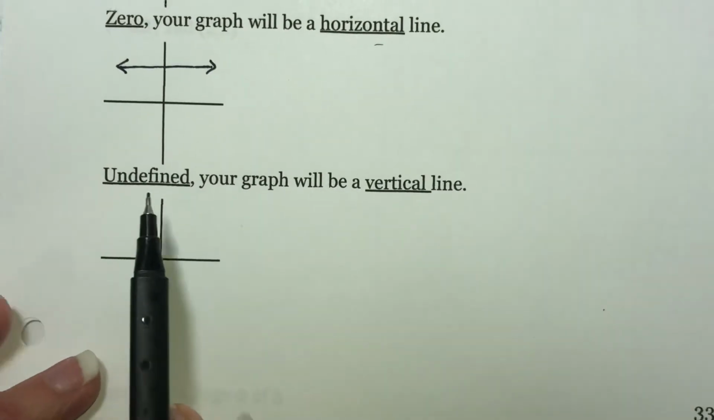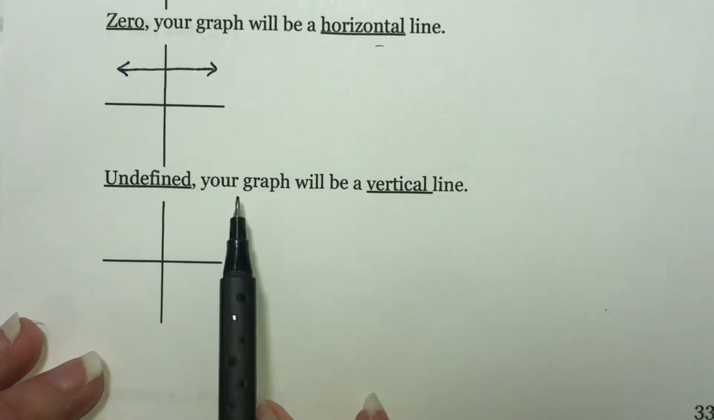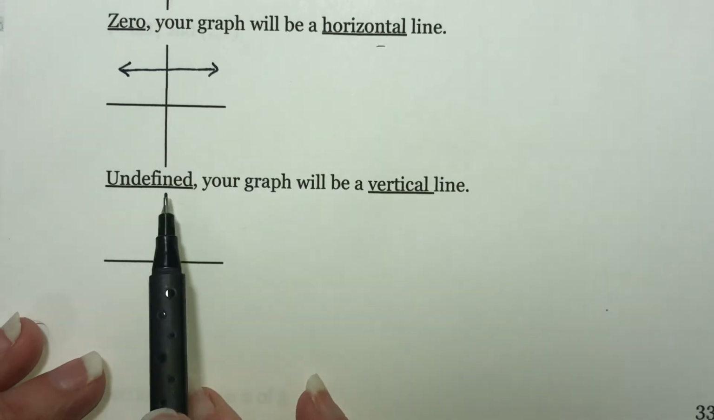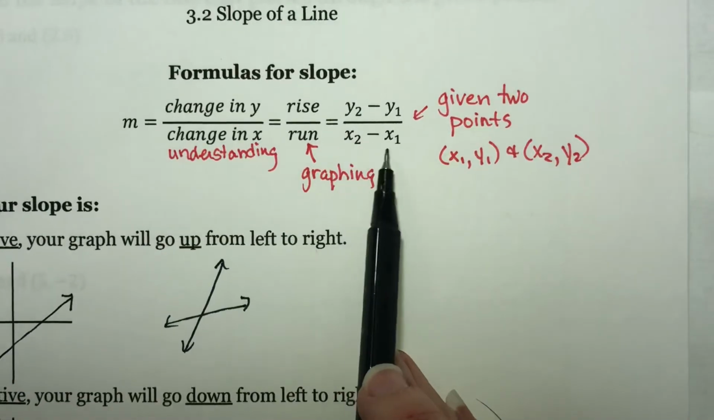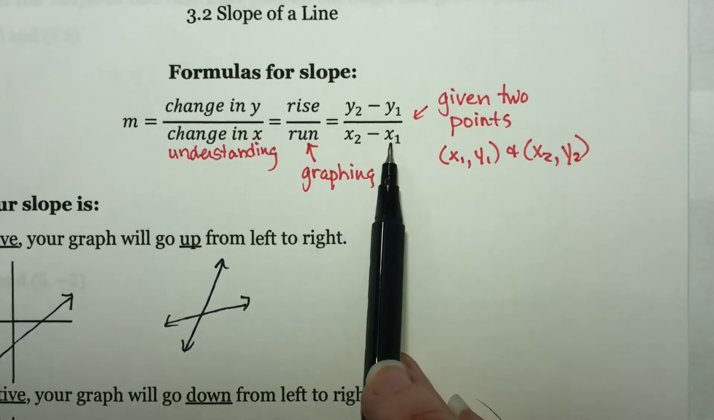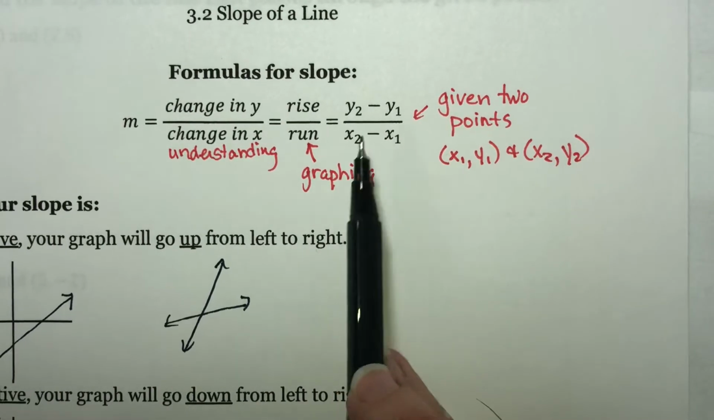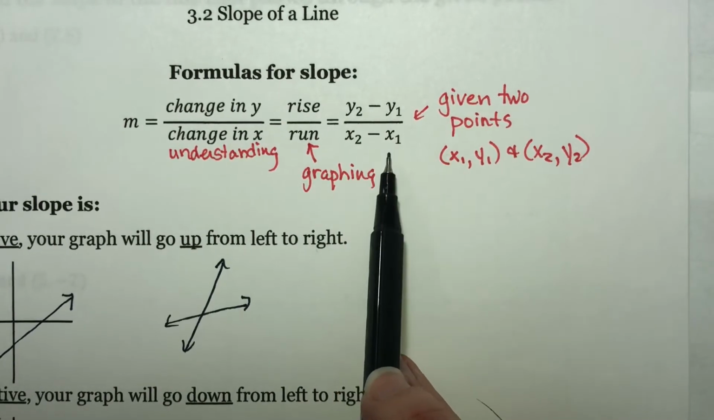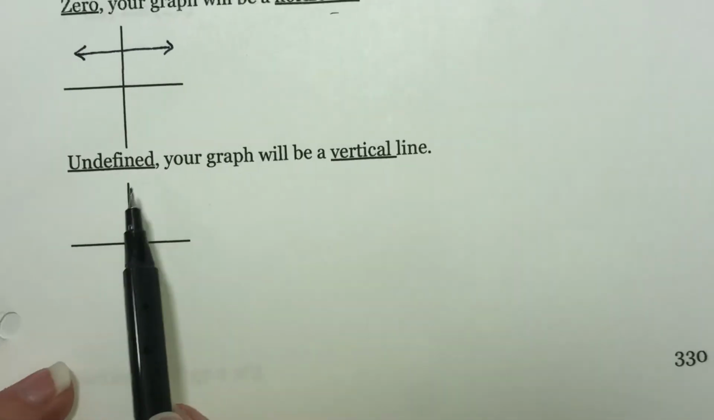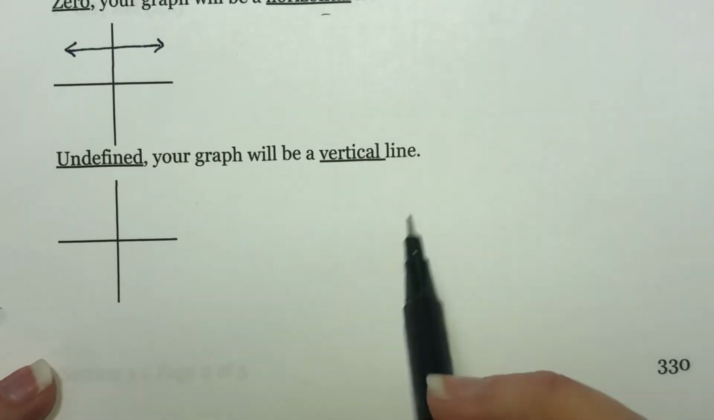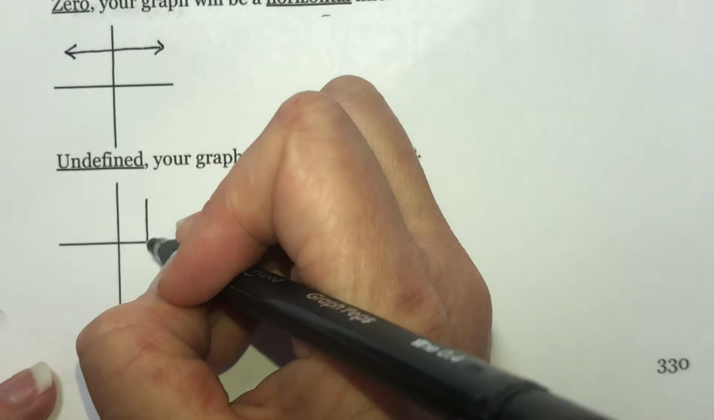If your slope is undefined, you will have a vertical line. Now, how can it be undefined? If your x values are the same, like if this is a 3 and that's a 3, then I have a 0 in the bottom, and we can't divide by 0. So undefined is going to happen when your denominator is 0. Your graph will be vertical.